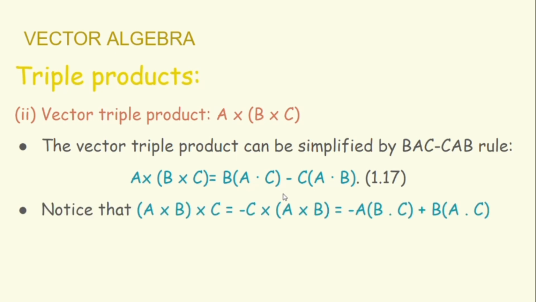Now we can see that we can change the place of vectors by assigning a negative sign, and the same BAC minus CAB rule will be applied here also.